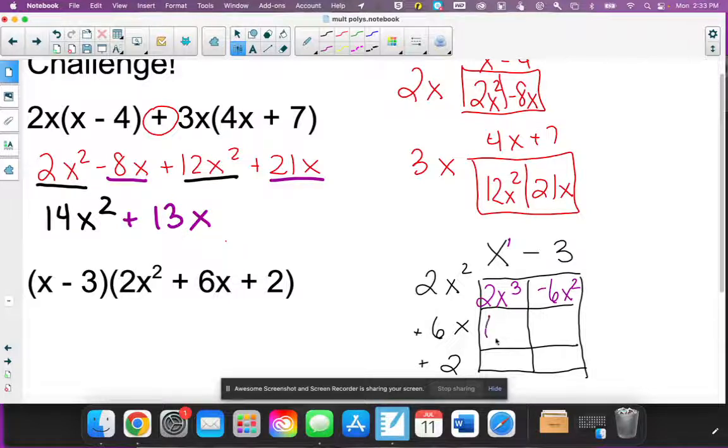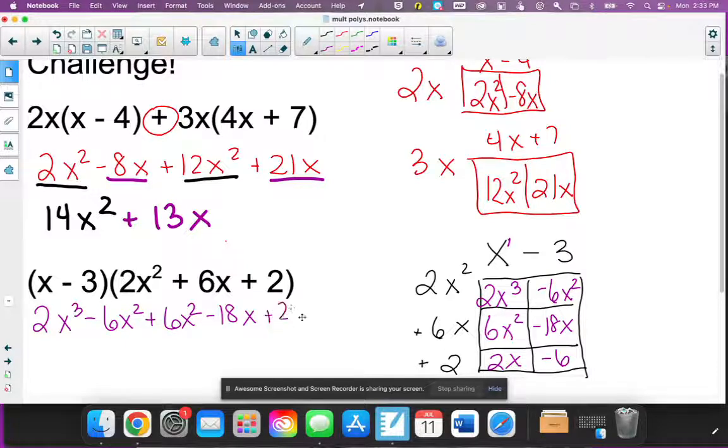6x times x. This is x times x, so I've got to have the squared in there. That's the second power. 6x times the negative 3. 2 times x, and 2 times negative 3. So write out everything you have. And again, I'm going across. It really doesn't actually matter if you do. You could also go down because you're eventually going to write all your pieces anyway and combine your like terms, so it doesn't really matter what order.